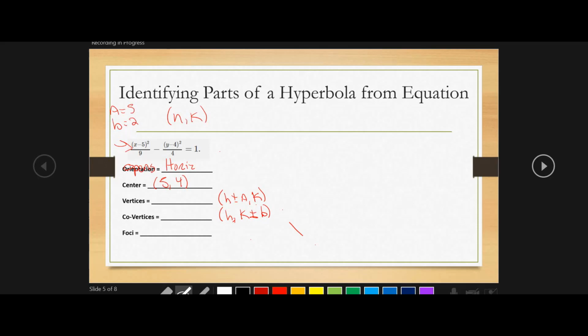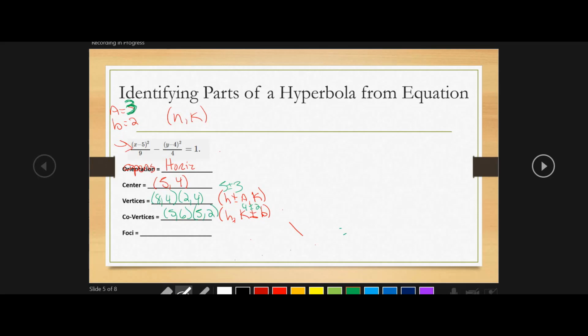So it's going to be 5 plus or minus 3. Why did I write 5? Is that supposed to be a 3? I don't know why I wrote 5, sorry. 5 plus or minus 3 there. And then over here, this is going to be 4 plus or minus 2. So my vertices are going to be 8, 4 and 2, 4. 5 minus 3 is 2, 5 plus 3 is 8. And the next one is going to be 5, and then it's going to be 6 for the first one, 2 for the second one.